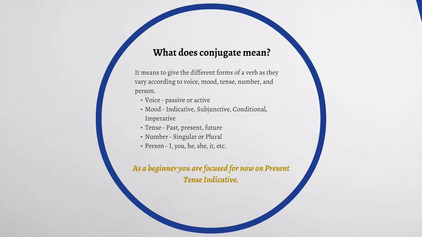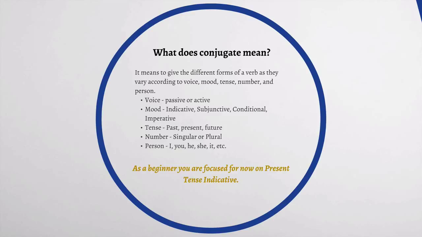Let's just review briefly what conjugate actually means. The definition of conjugation is to give the different forms of a verb as they vary according to voice, mood, tense, number, and person. The voice can be passive or active, the mood, indicative, subjunctive, conditional, or imperative. The tense is the time, past, present, future. The number is singular or plural. I am singular, we are plural. And the person is I, you, he, she, it, and so on.